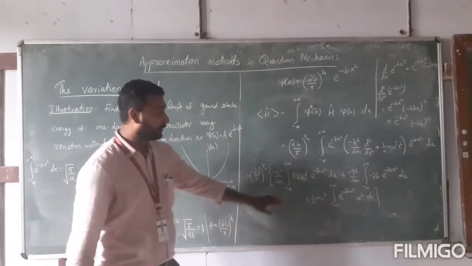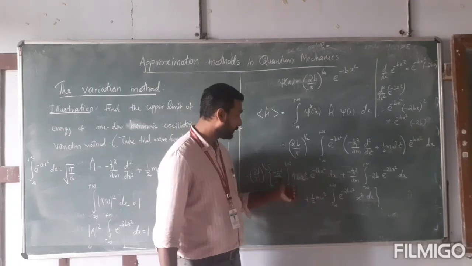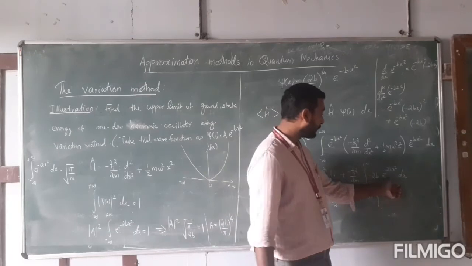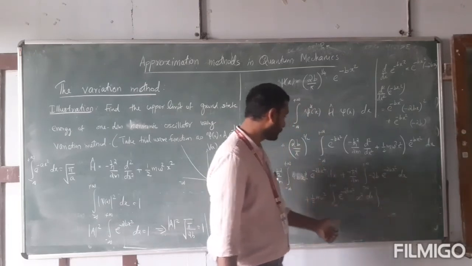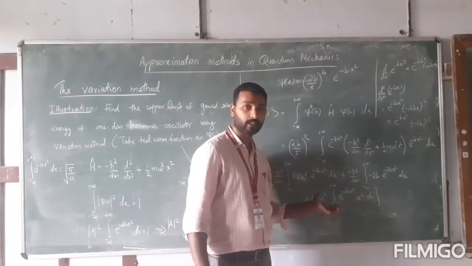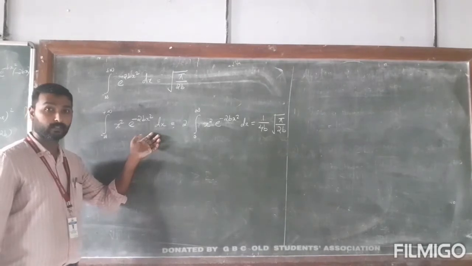So we have to perform this kind of integration. So here 4b square is a constant, which can be taken outside. So there will be an x square e raised to minus 2b x square term here. Here there will be an e raised to minus 2b x square term, and again e raised to minus 2b x square times x square term. So we have to perform these integrations, and we will be using these results to find the expectation value of the Hamiltonian.